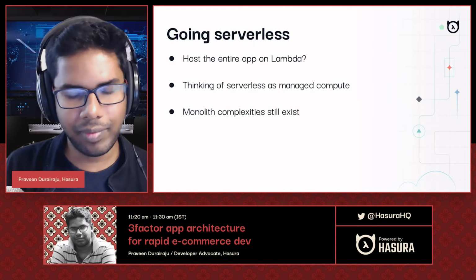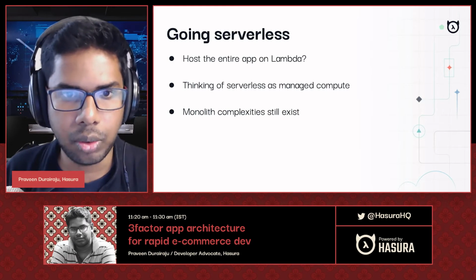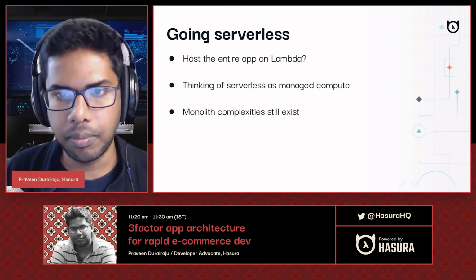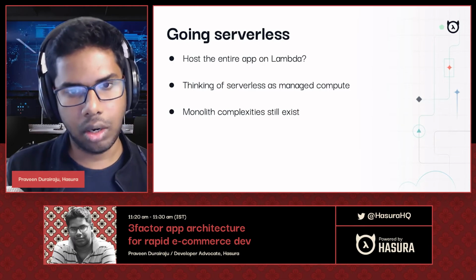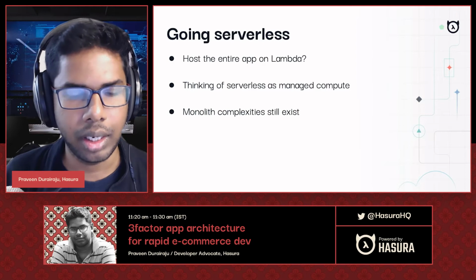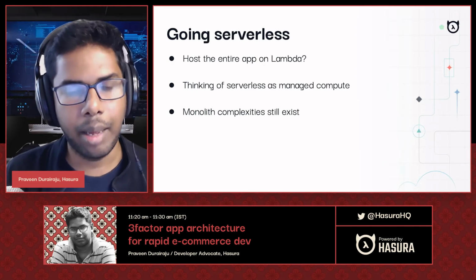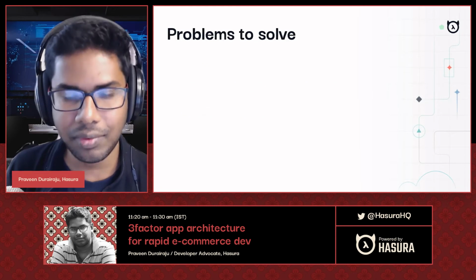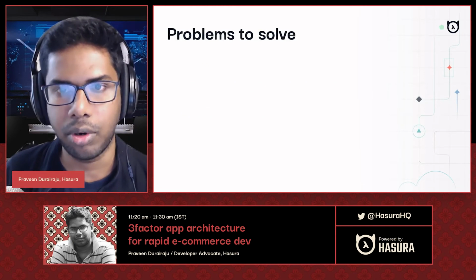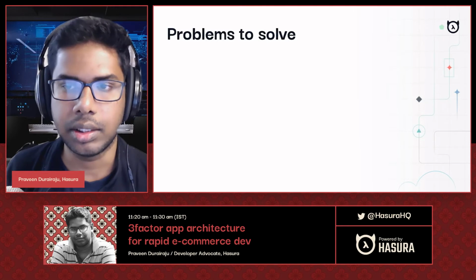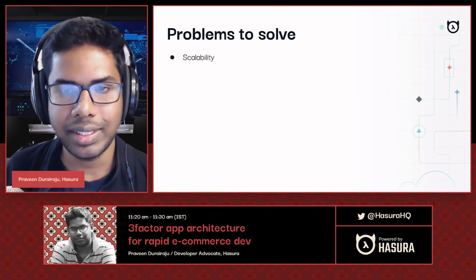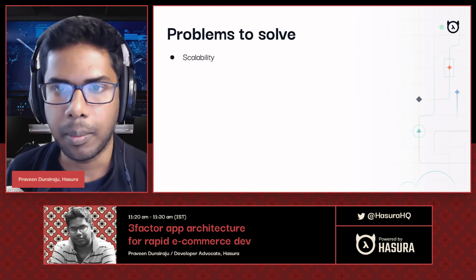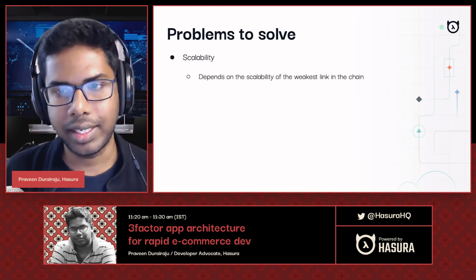The MVC pattern is bound to be a resource consumption heavy pattern. So the complexities are not really hidden when you're just moving it to a single app on a Lambda function, right? So what are the different problems to solve? If you look at the problems from the traditional architecture point of view, for an MVC app, the scalability is the biggest bottleneck, right? And scalability depends on the weakest link in the chain.